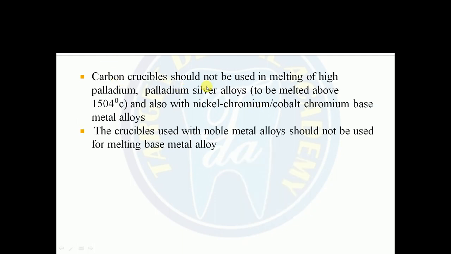Carbon crucibles should not be used in melting high palladium or palladium silver alloys, and also with nickel chromium and cobalt chromium base metal alloys. A very important point: the carbon crucible should not be used with these high melting point alloys. The crucible used with the noble metal alloys should not be used for melting base metal alloys.